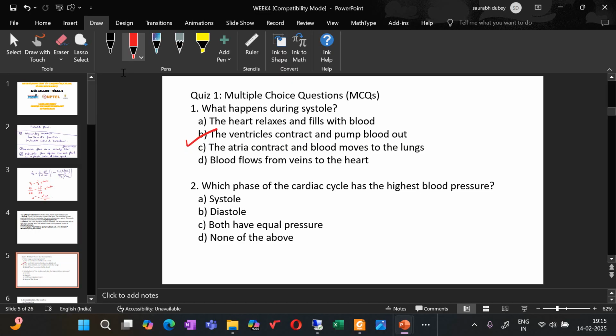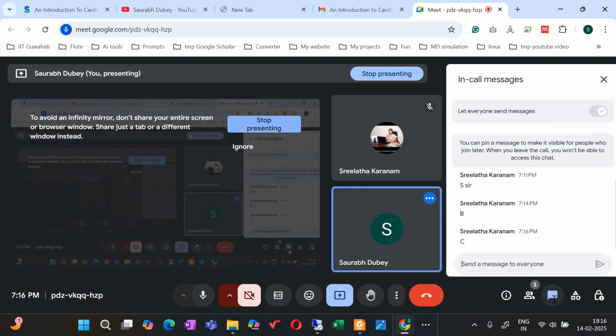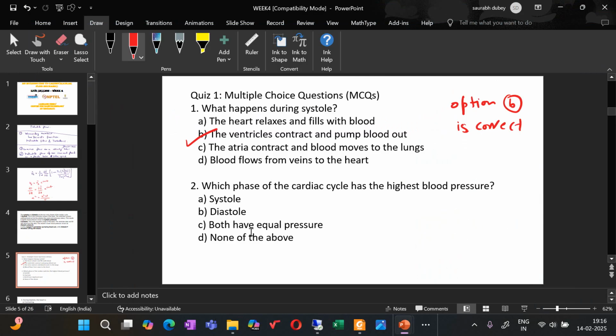Please solve the second question, ma'am. Which phase of the cardiac cycle has the highest blood pressure? A is systole, B is diastole, C is both have equal pressures, and D is none of the above. Let me see. Ma'am is saying C is the correct answer, so both have equal pressure.